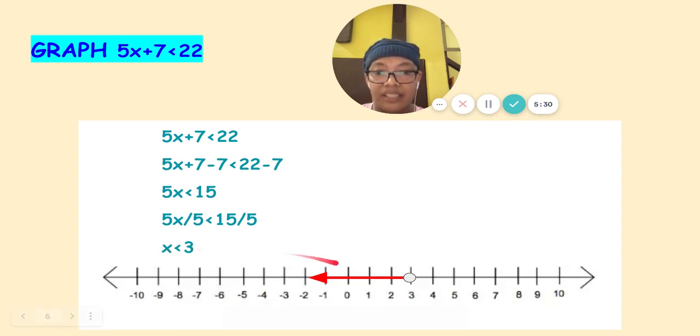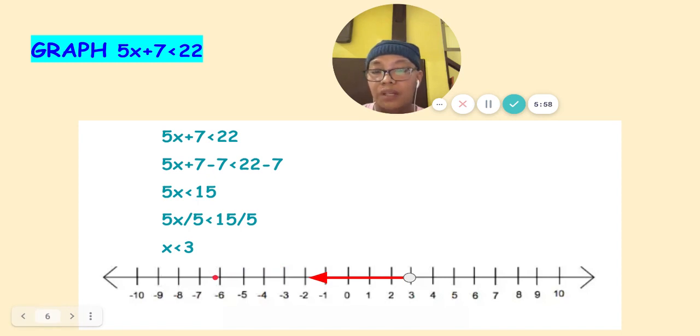So how will you write that in your number line? You encircle here, then since it is less than, you draw an arrow to the left of the number line. So it means that the values less than 3 are all solutions to your inequality. So that includes positive 2, 1, 0, negative 1, and so on.